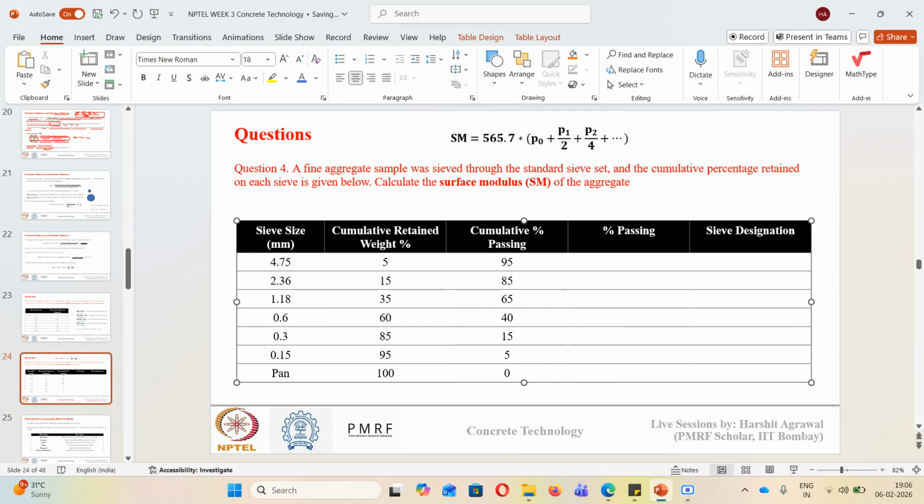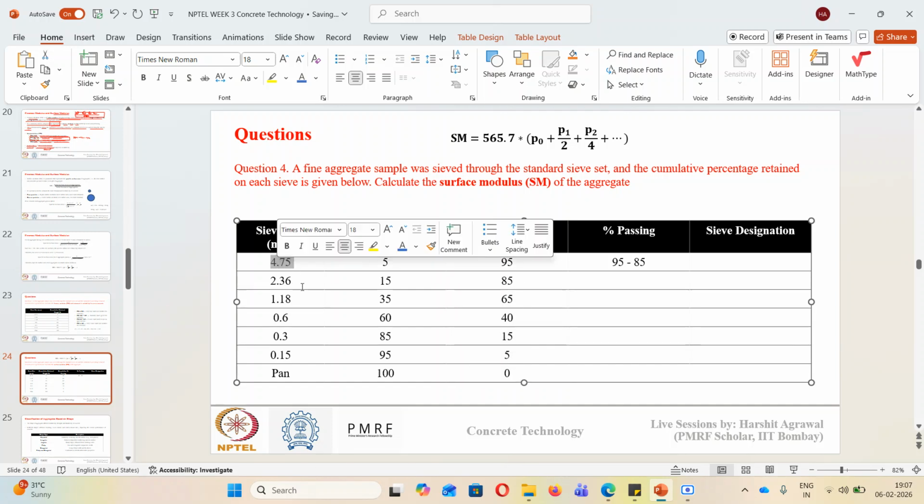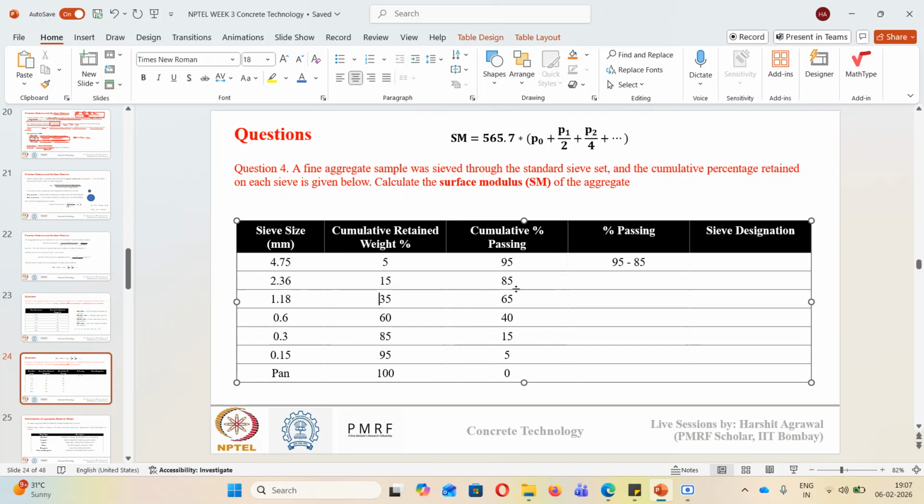So what is percentage passing through 4.75 mm and retaining on 2.36 mm? It will be nothing but 95 minus 85. So 95% aggregates are passing through 4.75 mm, and out of that 95, 85% aggregates are passing through 2.36 mm also. So how many aggregates are retaining between 4.75 and 2.36? It is 95 minus 85.